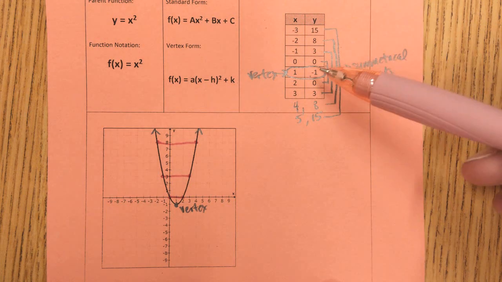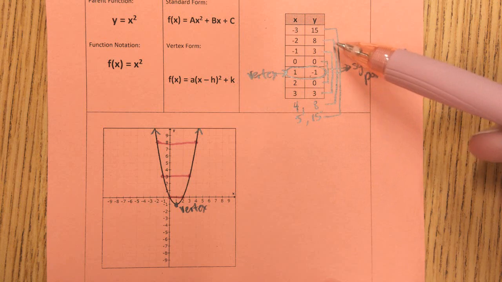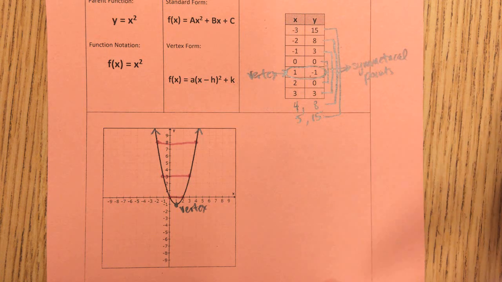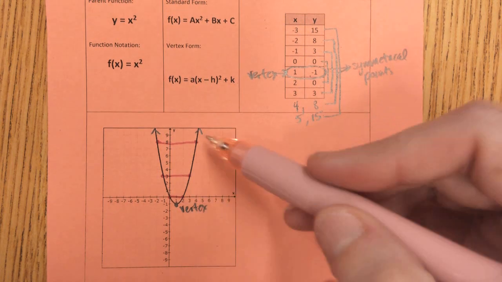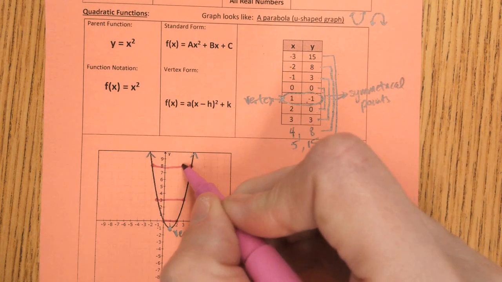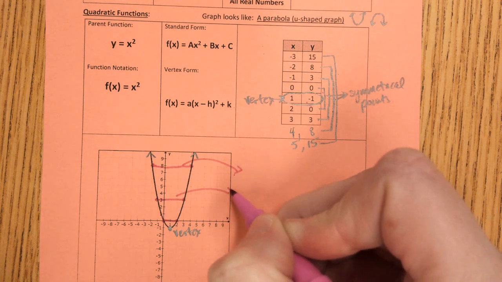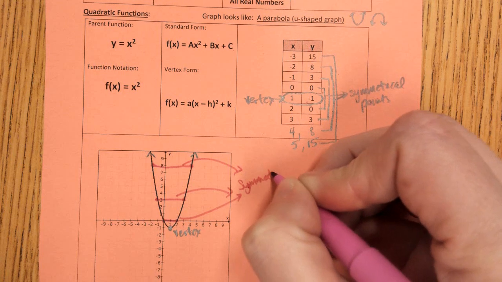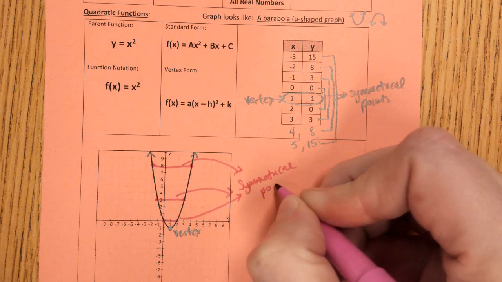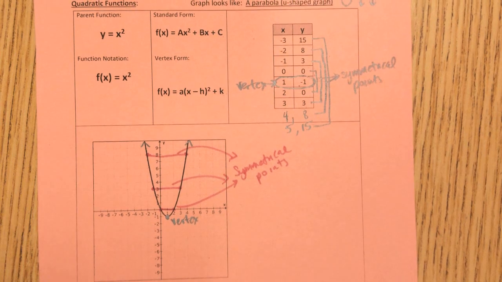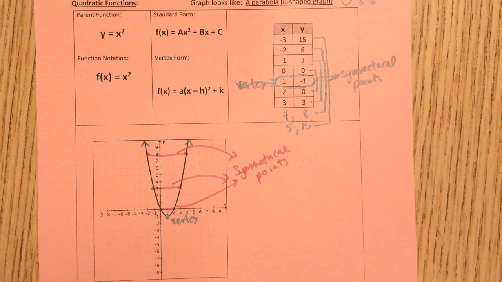So again, all I'm doing is continuing and matching up the symmetrical values. The symmetrical pairs have the same y value, and the x continues the pattern that I have in the table. And we can talk about that some more tomorrow if we need to. Okay? So those are my symmetrical points. And let's go ahead and label those too. So there's symmetrical points here, and I see them here. Symmetrical points.